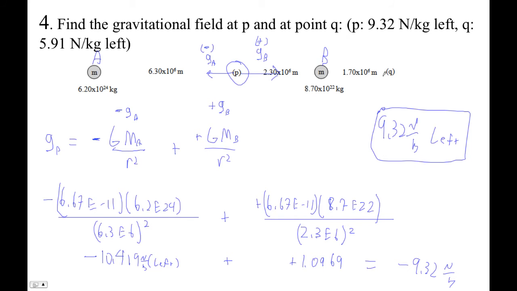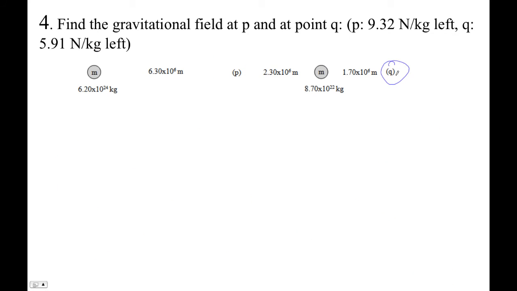Now I'm going to do point Q here. So let's do Q. All of these will be to the left. The gravitational field due to this guy, if this is A and this is B, will be to the left, and this is the G of B. And then the gravitational field of A will also be to the left because it's always toward the masses. So all of these fields will add up to the left.